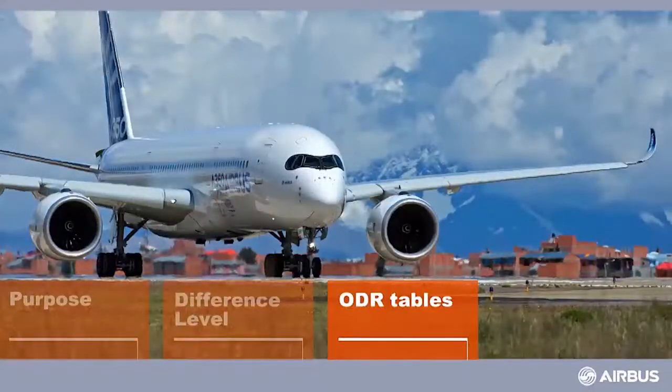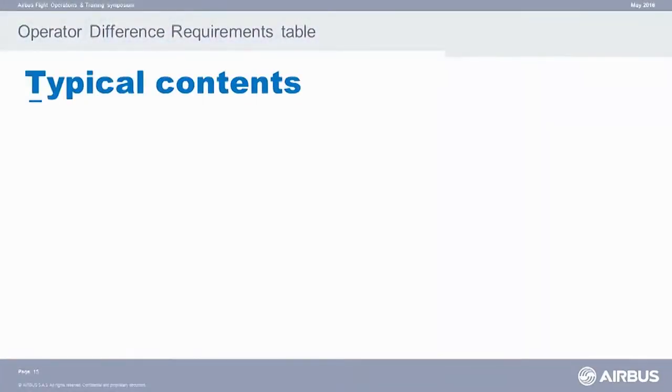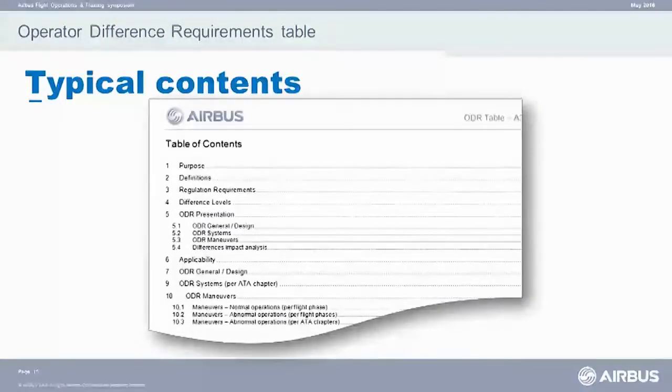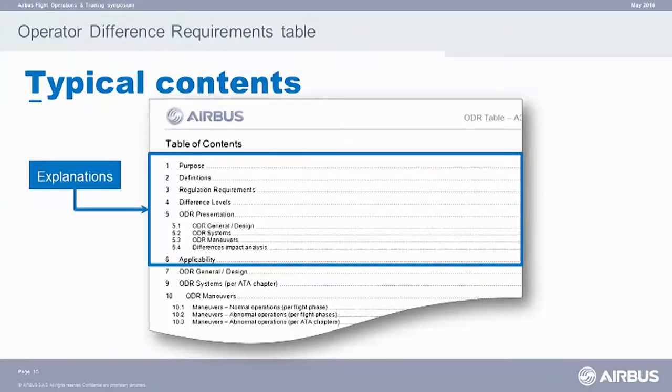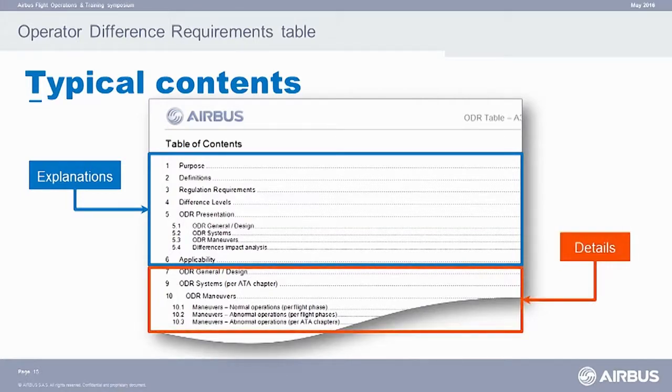Now, let's see what is the content of an ODR table. So basically, we have some explanation at the beginning of any ODR table. We recall the definitions, the regulation requirements, the difference level, the way the table is presented, and the applicability. And then after, we have the details. Generally, it is divided in 3 parts: the ODR general and design chapter, the ODR system I mentioned before, and the ODR maneuver parts.